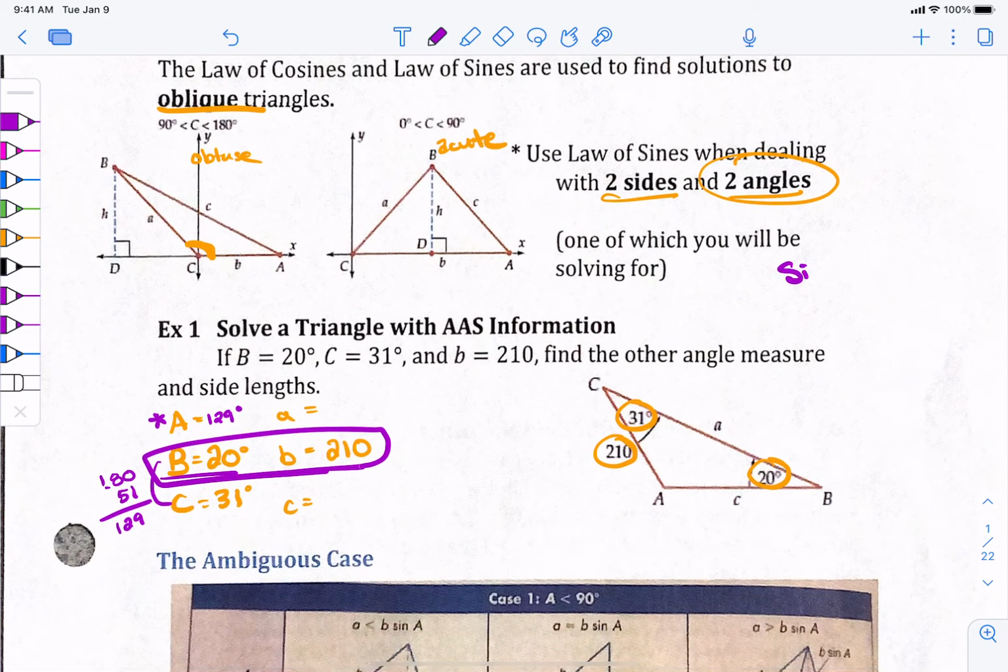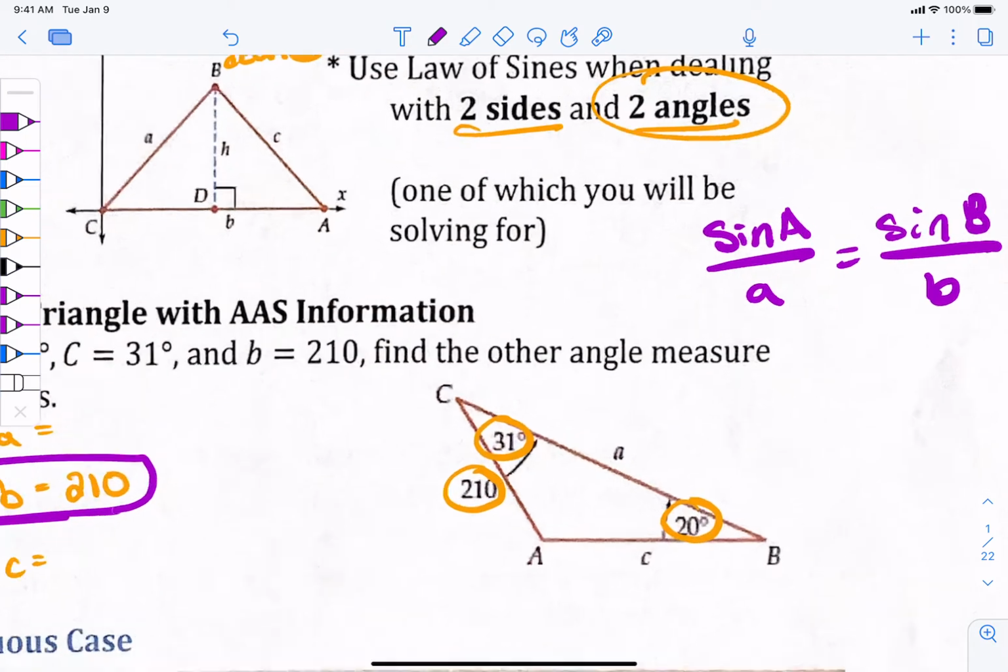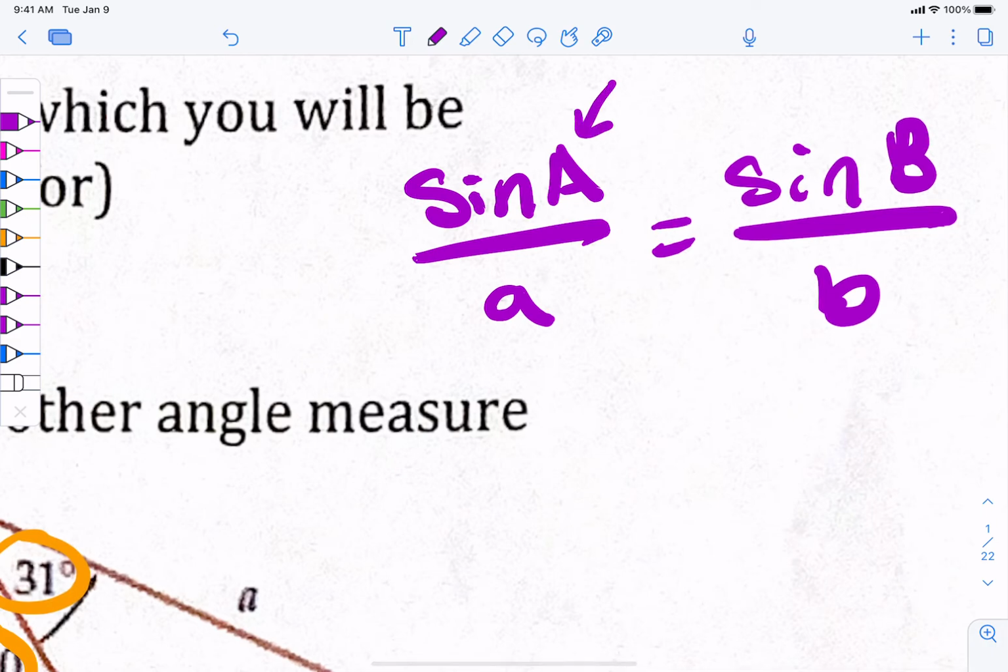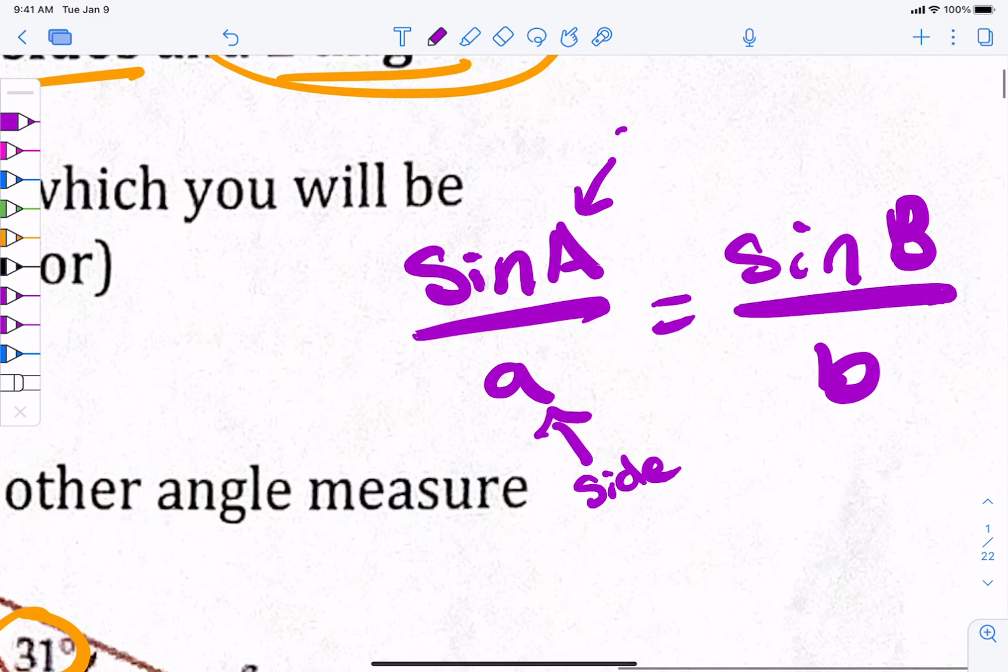It is sine A over A equals sine B over B. The actual names of the angles are irrelevant. We don't care about them. Sine A over A, sine B over B, it could be sine C over C, just as long as the angle that you have up top here is opposite the side that you have here. So these angles and sides need to be over top of one another. Does that make sense? If it's angle A, it has to be side A below it. If it's angle B, it has to be side B below it. They have to match each other.